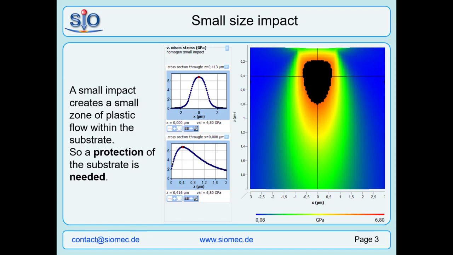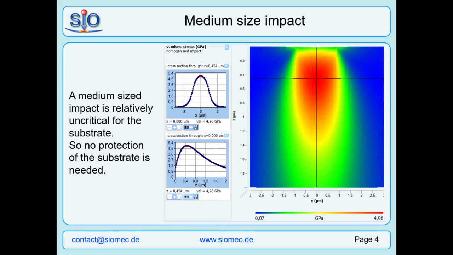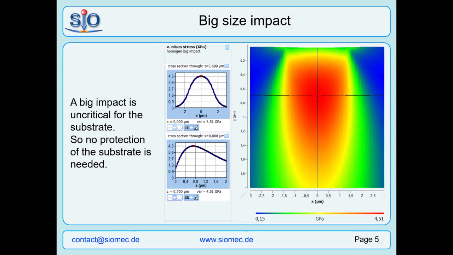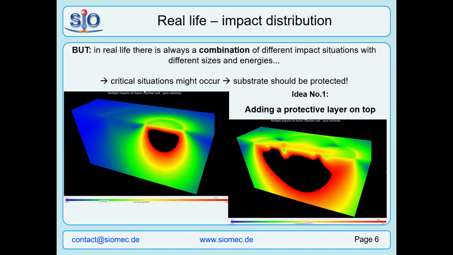Here we see that a medium-sized impact is relatively uncritical for the substrate, so that it doesn't necessarily need to be protected. And a big impact, finally, in our case is completely uncritical for the substrate, so no protection of the substrate is needed. In reality, however, not only one impact hits our material.